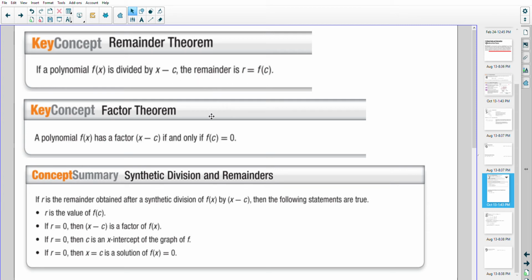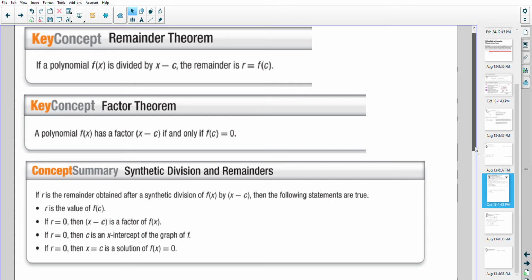Now, the factor theorem says basically if you do the remainder theorem and you get f of c equals 0, then this polynomial has to be a factor, or go into it with a remainder of 0. These are just reminders of what happens when you divide polynomials and have remainders. It says the remainder is equal to f of c. If the remainder is equal to 0, first of all, it's a factor, and it's an x-intercept, and it's a solution.